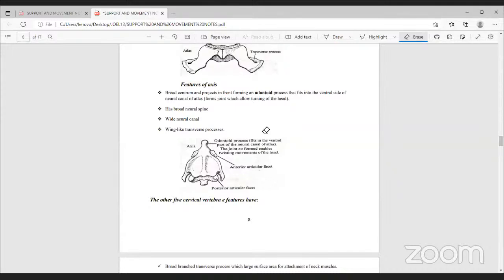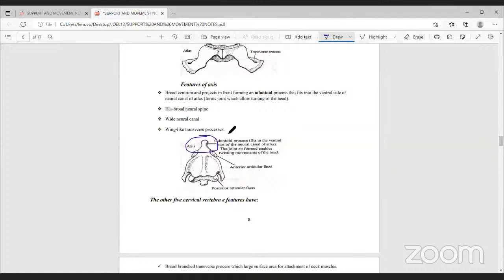It fits into the ventral side of the neural canal of the atlas to form a joint that allows side-to-side movement of the head. So this peg-like structure here that we are calling the odontoid process is supposed to fit inside the neural canal of the atlas. The atlas is the first bone of the cervical vertebrae, to allow side-to-side movement of the head.